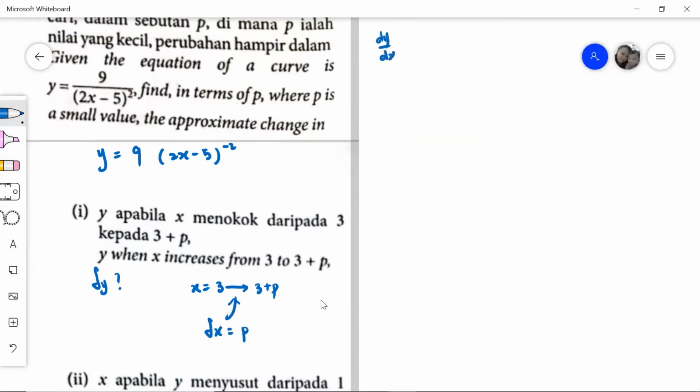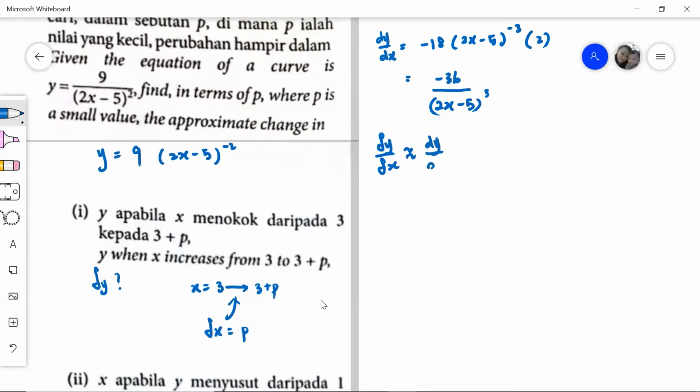dy by dx equals negative 18, then do outside, followed by do inside, 2. So let's combine the negative 18 and 2. We have negative 36 over (2x minus 5) raised to the power of 3. That is dy by dx. Therefore, delta y is approximately dy by dx times delta x.